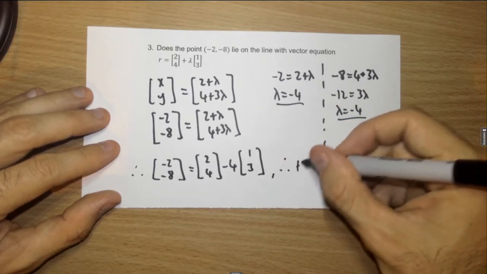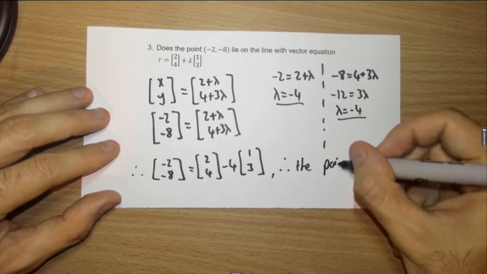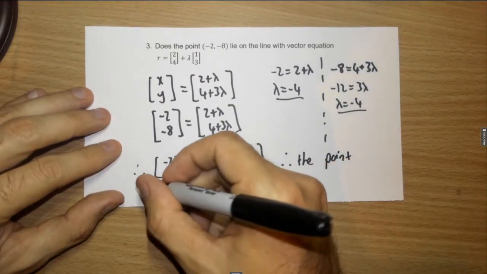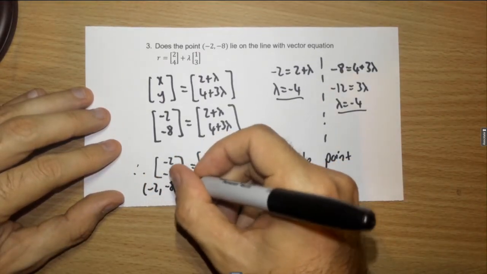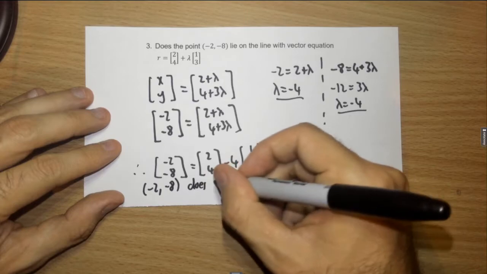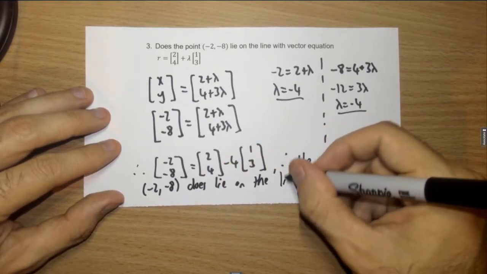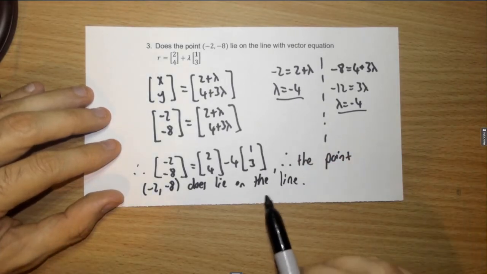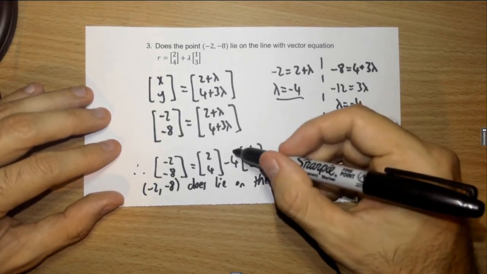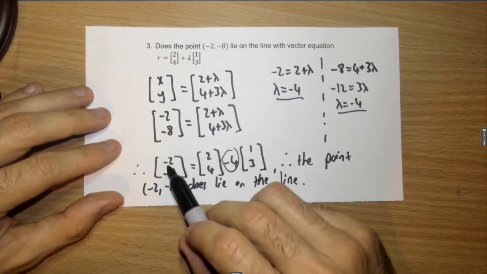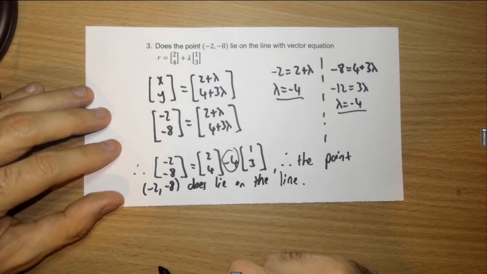Therefore, the point (-2, -8) does lie on the line. The reason it lies on the line is because there was a lambda value that gave us the coordinate (-2, -8).